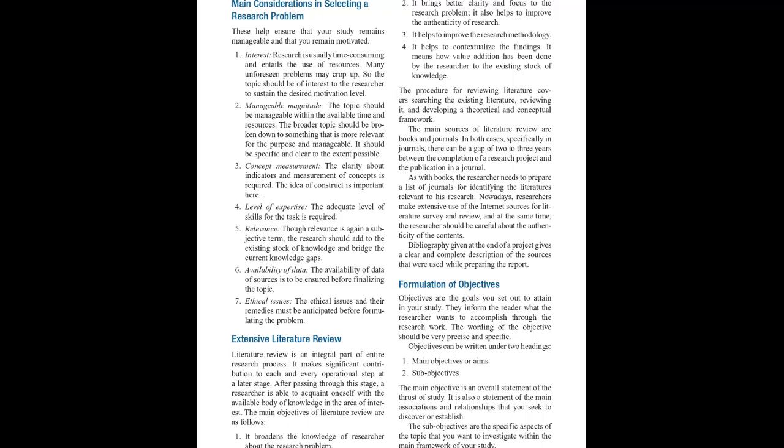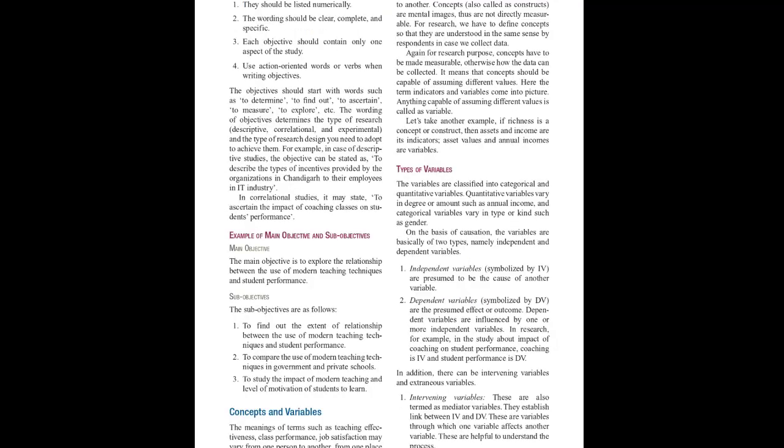Bibliography can be written under 2 headings. 1. Main objectives or aims. 2. Sub-objectives. The main objective is an overall statement of the thrust of study. It is also a statement of the main associations and relationships that you seek to discover or establish. The sub-objectives are the specific aspects of the topic that you want to investigate within the main framework of your study. 1. They should be listed numerically. 2. The wording should be clear, complete, and specific. 3. Each objective should contain only one aspect of the study. 4. Use action-oriented words or verbs when writing objectives.